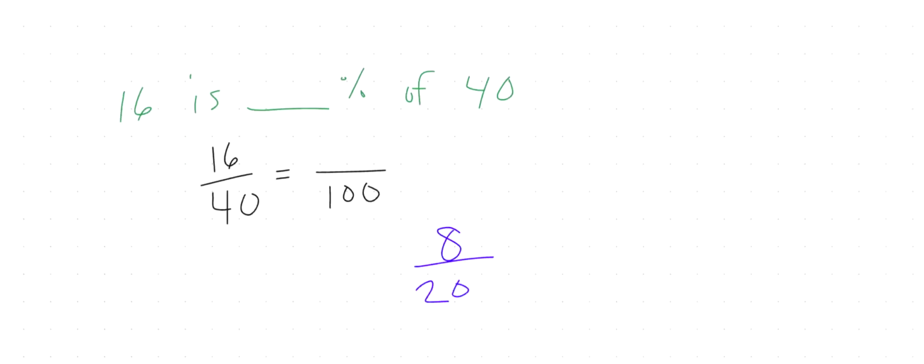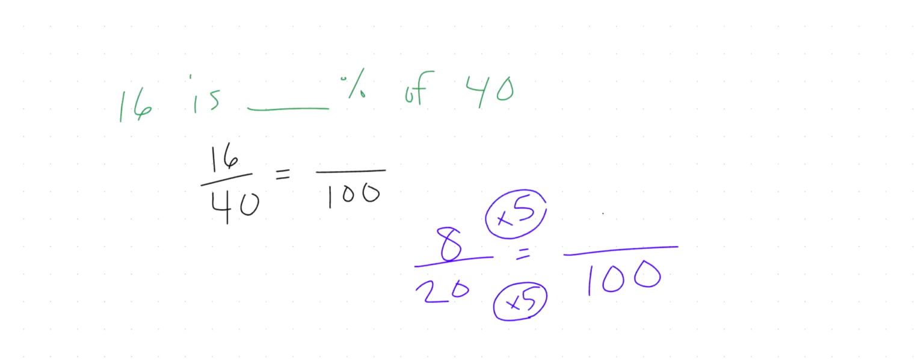Now, can you just do it the normal way? 20 times 5 is 100. So 8 times 5 is 40. Well, that's kind of funny seeing this 40 number again. 16 is 40% of 40. Isn't that funny? But it's true, right? It's less than half of 40.